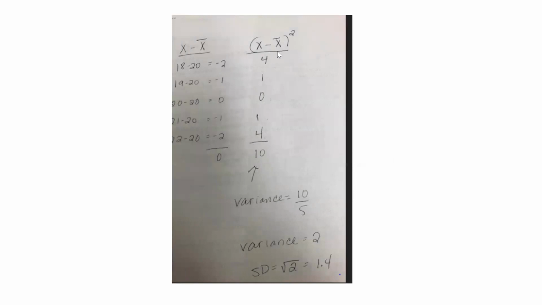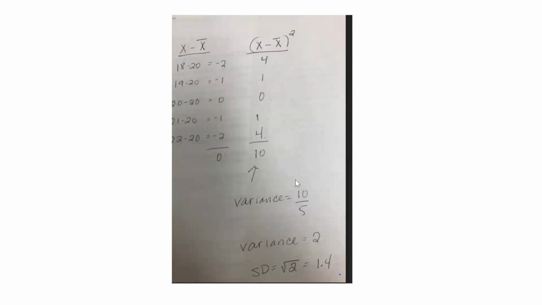And when I square these numbers, I get down here what is called the sum of squares. Doesn't that make sense? It's literally the sum of the squares of the deviations. So right now I have the sum of the squares of these deviations from the mean right there.